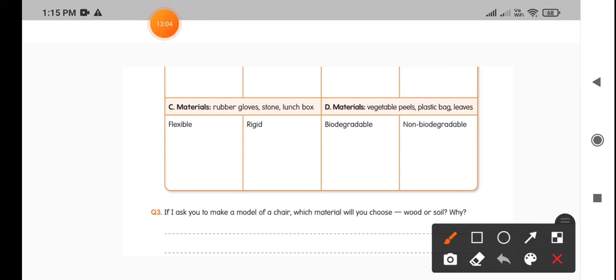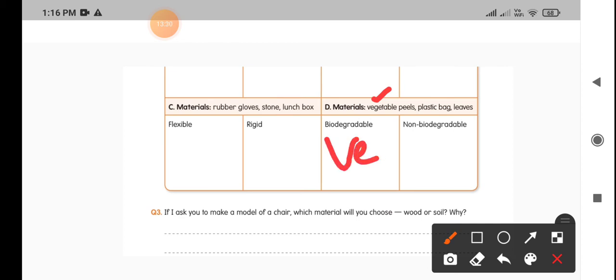And one more, vegetable peels and plastic bag and leaves. Which material can biodegrade, which cannot? Biodegrade means they can rot, they can mix in the soil and they give some smell. So, will the vegetables give smell when you store them for so many days? Definitely. So, the vegetables are biodegradable.